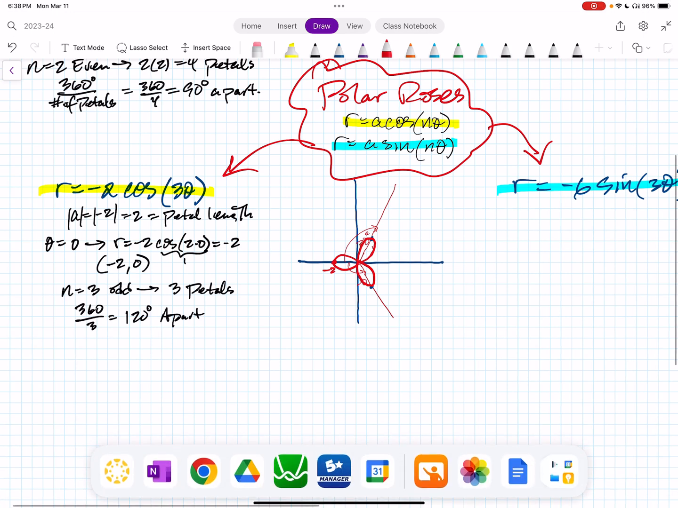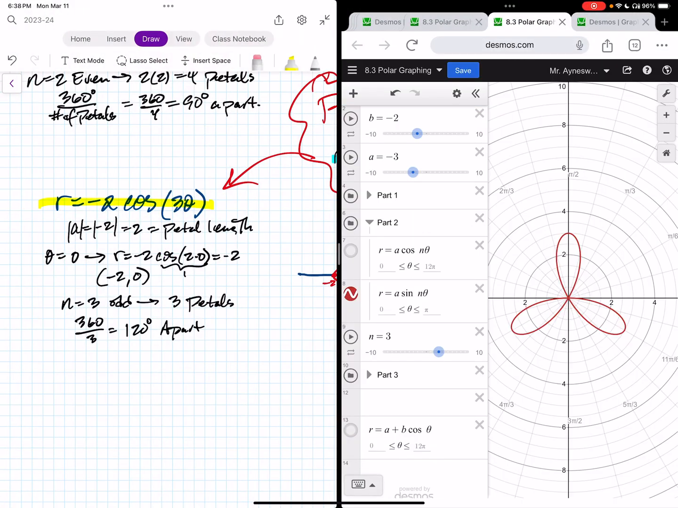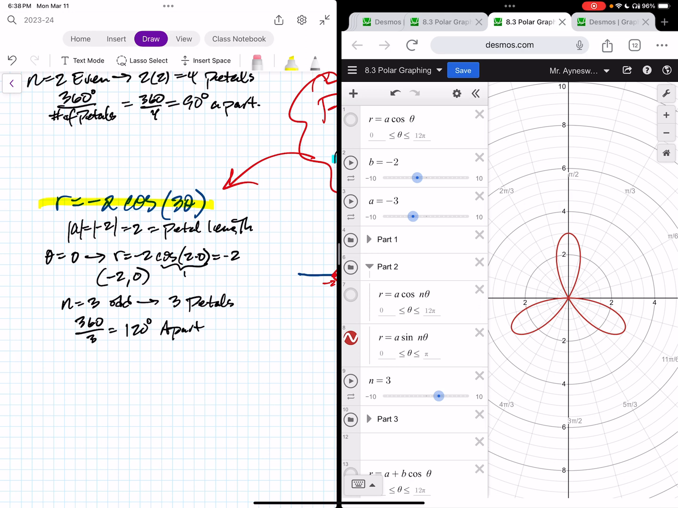Okay, and I always do this in my videos too, so you just whip out Desmos here. And then I'm using the one that we had in the activity in class. So I've got to change my sliders here. So A is -2. Okay, so change it to -2. N is 3. There we go.